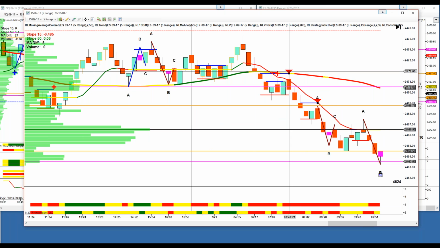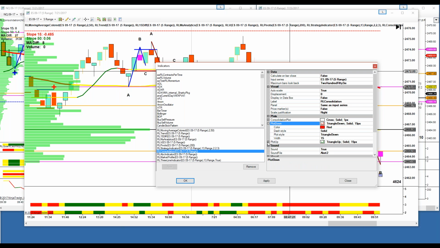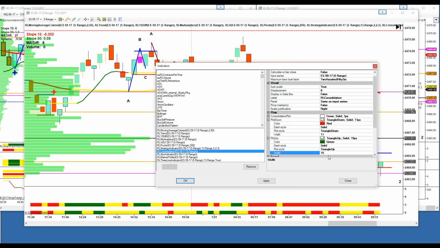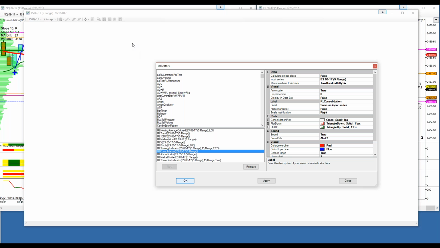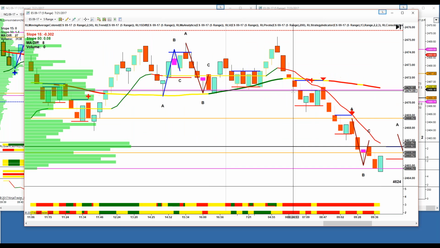Now, if these triangles are too big, you could just go over here, triangle down, triangle up. And instead of 15, let's give them an 11. An 11. We can always tweak them. So they're smaller. I think they're scaled a little nicer.